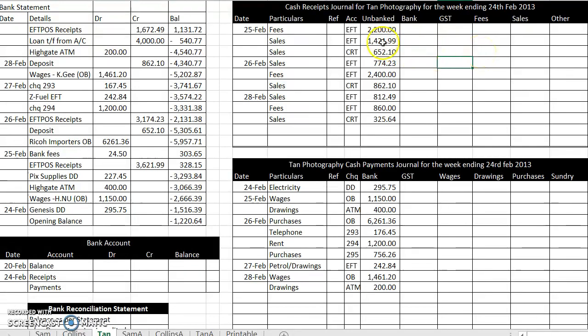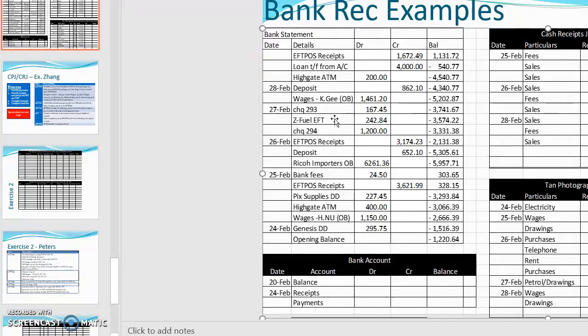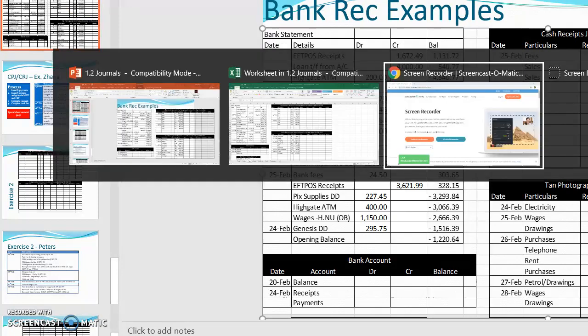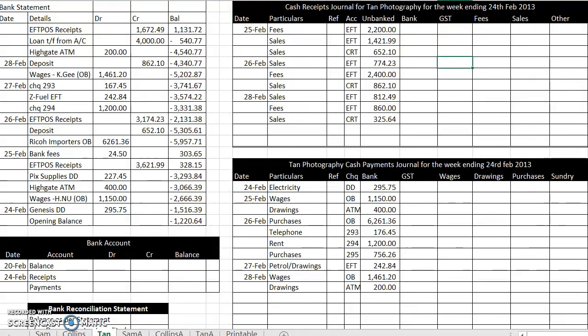Just before we start, can you open up slide 28? Let's just check. And we're going to fix one thing up in the cash receipts journal. Can you make that 142,199? It's 1422 at the moment.